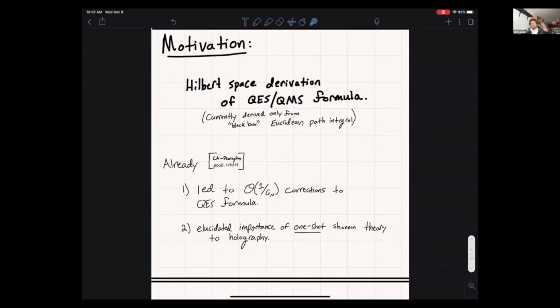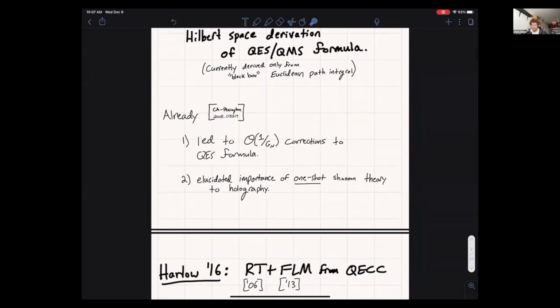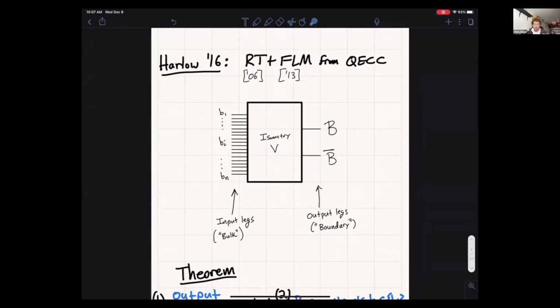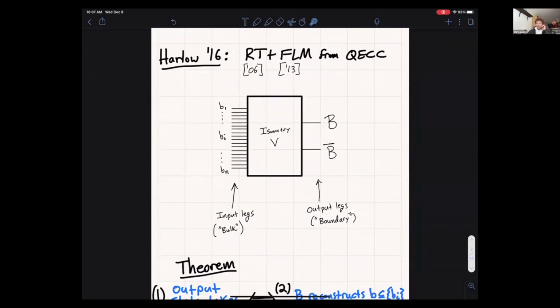So that's the motivation. Let's start with the necessary background. In 2016, Daniel Harlow taught us all how to understand the Ryu-Takayanagi and FLM formula from quantum error correction. So the setting was basically the following, and this will be the setting used throughout this talk, even for our theorem.